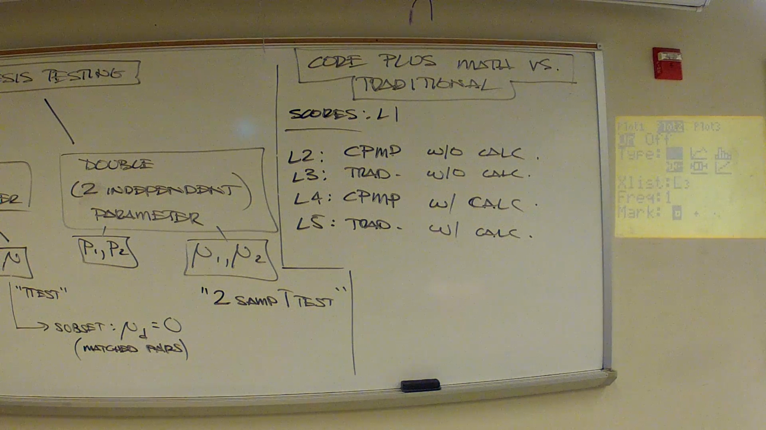How about X list and frequency here, friends? L1 and L1. That is perfect. L1 and L3. Remember, L1 is always going to be your data because that's where your test scores are. L3 is pulling the frequencies of how many kids got those test scores. That's what we need. We need those frequencies.